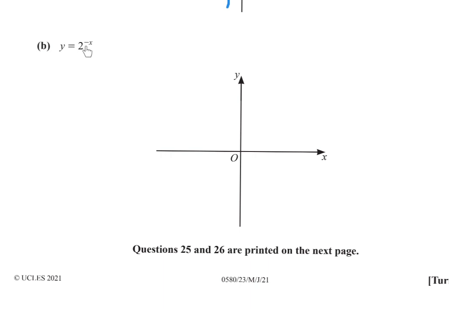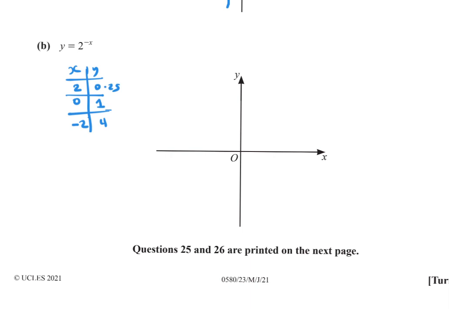Y equals 2 power negative x. We can take some values just to help you to draw the curve. If x equals 0, y equals 2 power 0, which is 1. Now if x is 2, for example, 2 power negative 2 is 1 over 4, or 0.25. If x is negative 2, then 2 power 2, so this is 4.